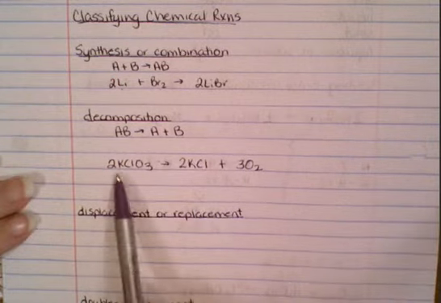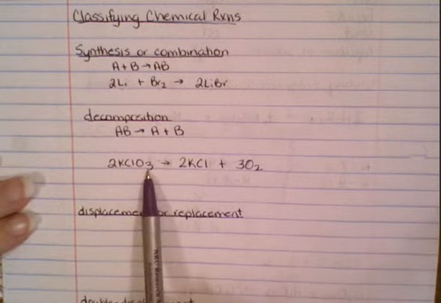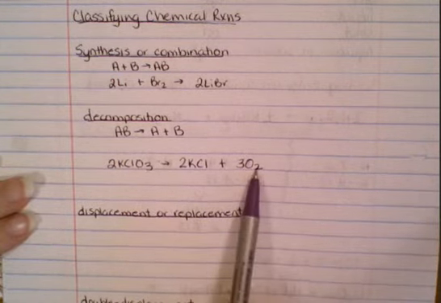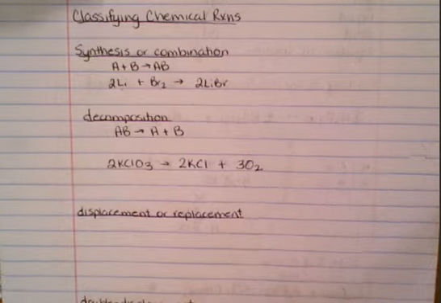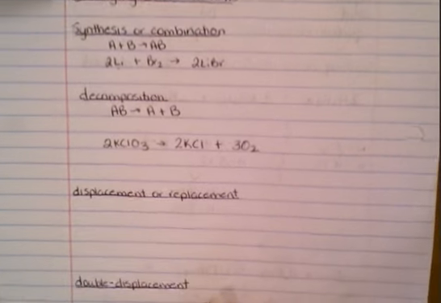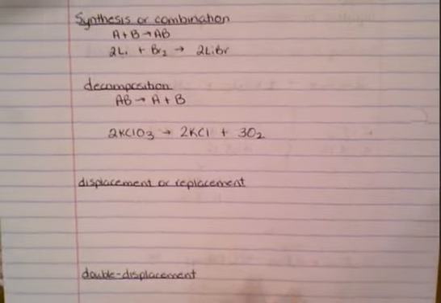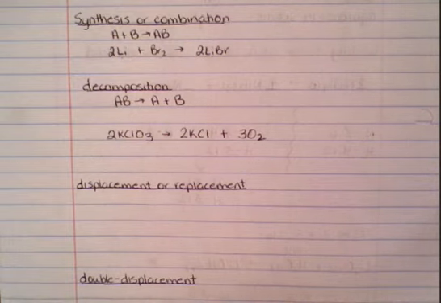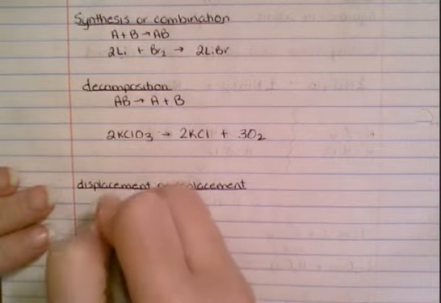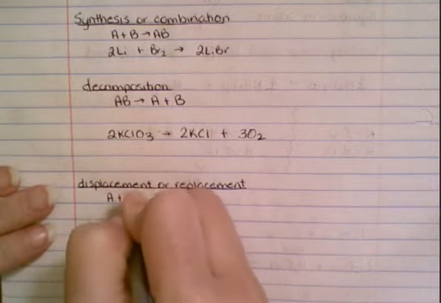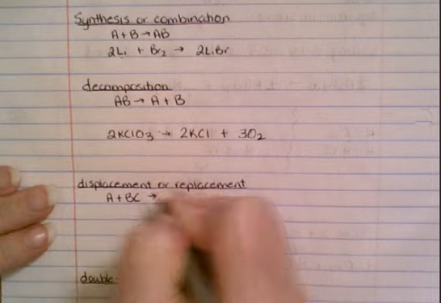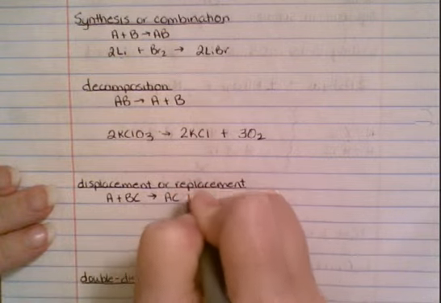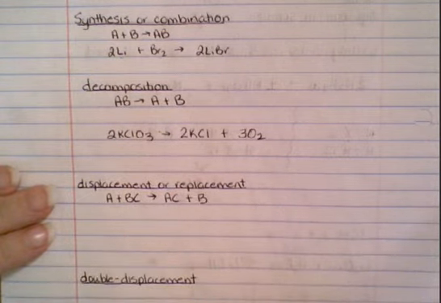so here I have all 3 elements together, and when I break it up I get a salt and a gas. Now what about this displacement or replacement? Well, if I displace something, it means it changes or it hooks onto something else. Or if you displace your keys, you've moved them someplace else. So the generic form for this is A plus BC yields AC plus B.